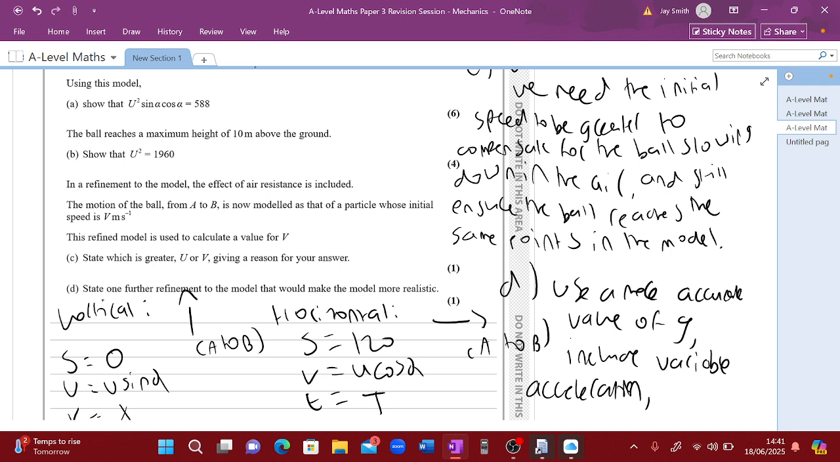But let me look at the mark scheme to look at more answers that they might ask for. So I can't find my phone. Oh, there it is. Okay.